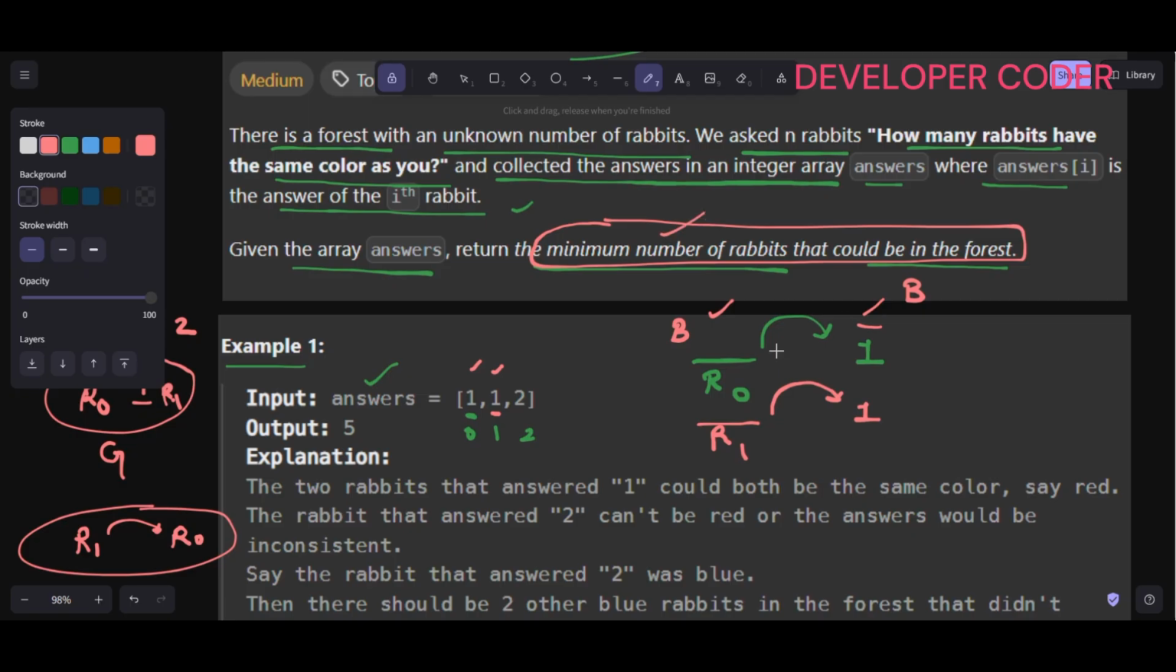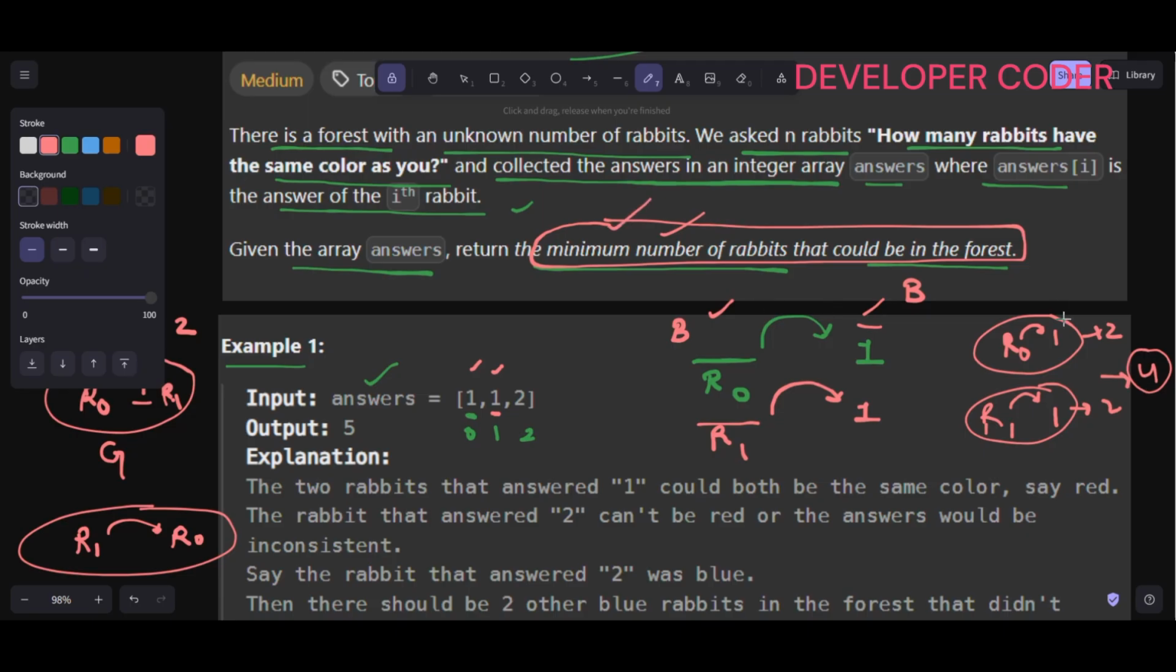This is what I'm going to consider, since we have to return the minimum number of rabbits. So I'm not going to form different groups. If I form different groups, let's suppose rabbit at index 0 is saying there is one more rabbit other than him having the same color, and I form one group, and rabbit 1 is also saying the same, and I form another group. In this group there are two, in this group there are two, so in total you are going to tell me 4, but I want to return the minimum number of rabbits.